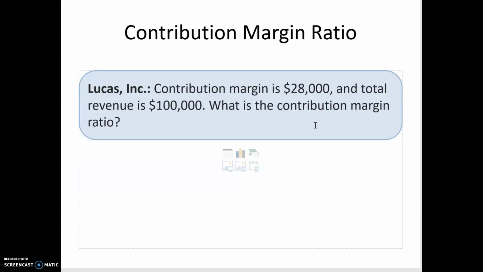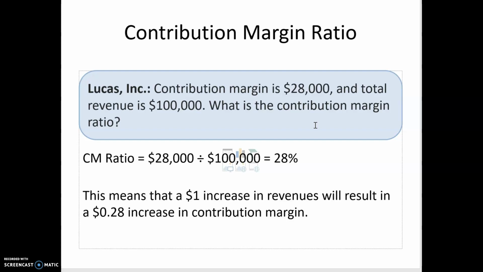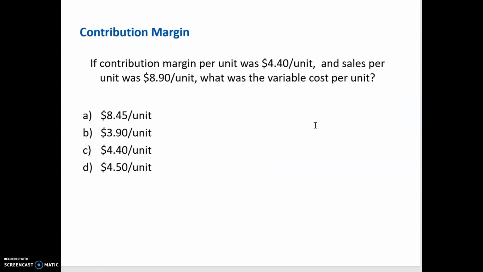Here's an example. Contribution margin is $28,000. Total revenue is $100,000. What is the contribution margin ratio? Again, we divide 28,000 by 100,000, which is 28%. That means if we increase revenues by $1, contribution margin increases by 28 cents, because the other 72 cents would be variable costs.